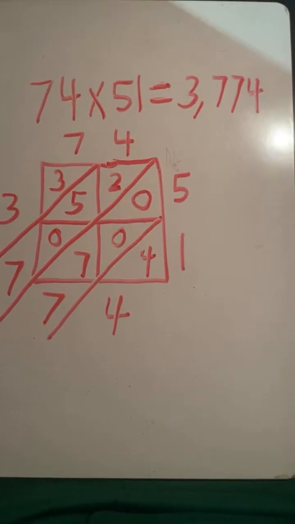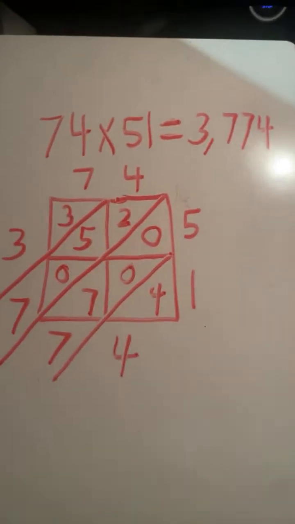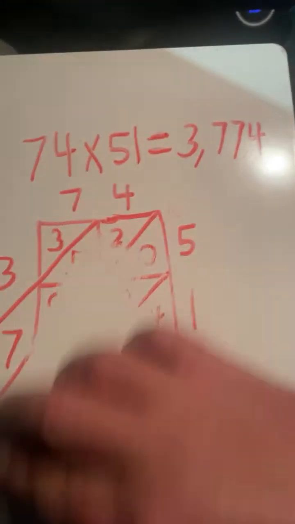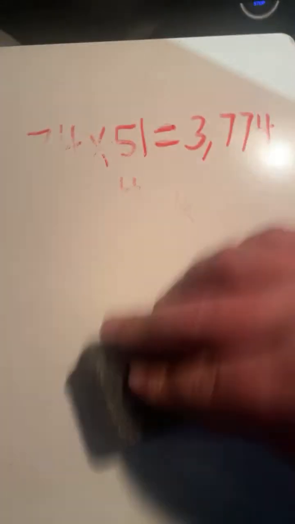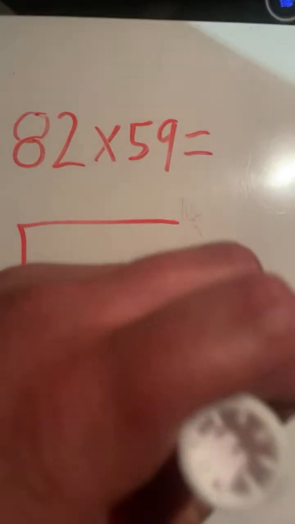All right, we are going to cap it with 4 example problems, so I will do one more example problem and then we will call it a video. 82 times 59. Making our lattice method model here.